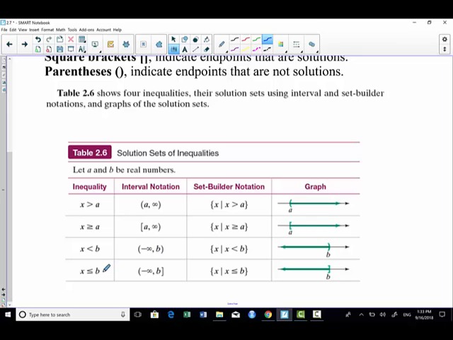So the last case, x less than or equal to b, the interval notation will be negative infinity, comma, b, square bracket. Again, beside the negative infinity, we always use parentheses, but beside b, we use a square bracket because this time b is a solution in the set. b is included in the solution set.